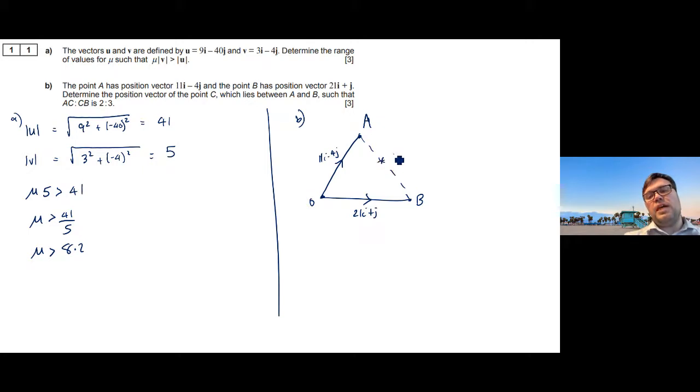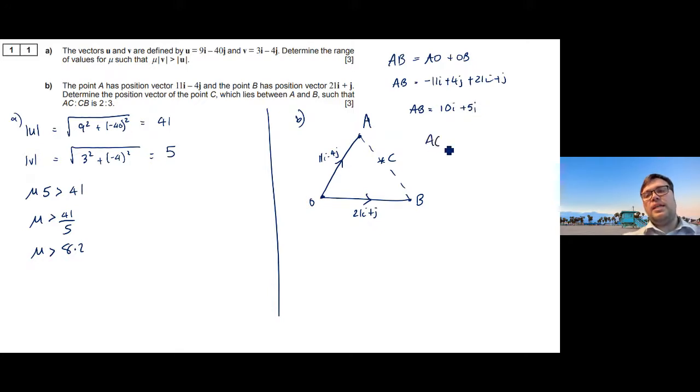So if I put C there, it lies between A and B such that AC and CB are in the ratio 2 to 3. First of all, let's work out AB. Well, the only way to work out AB using the information given is AO plus OB. If I go against the direction of travel, then I change the sign. So AO is minus 11i plus 4j. That is plus 21i plus j. So AB is equal to 10i plus 5j.